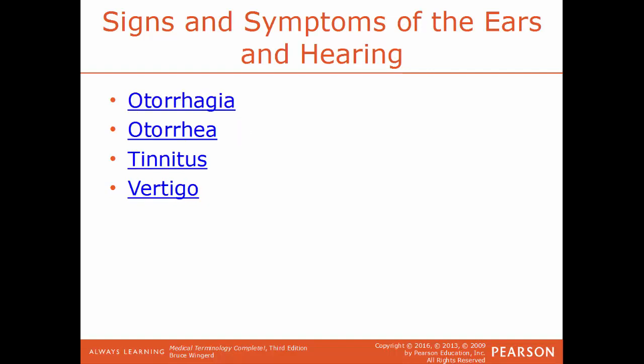Otorrhagia. This is bleeding from the ear. Otorrhea is where you have drainage from the ear. Tinnitus. This is having a buzzing sound or a ringing sound in the ears. And vertigo. This is a sensation of whirling or spinning or a loss of balance.